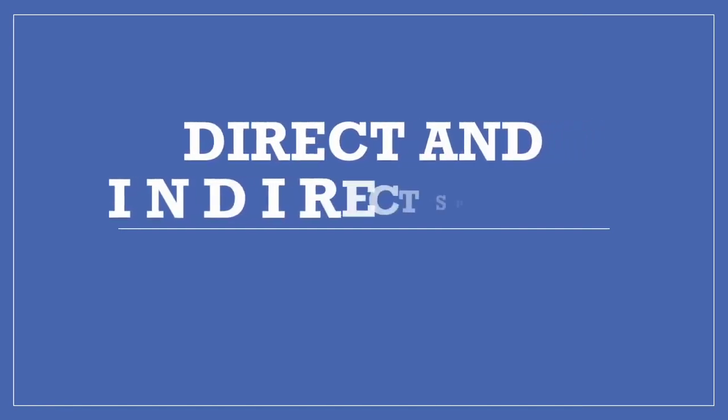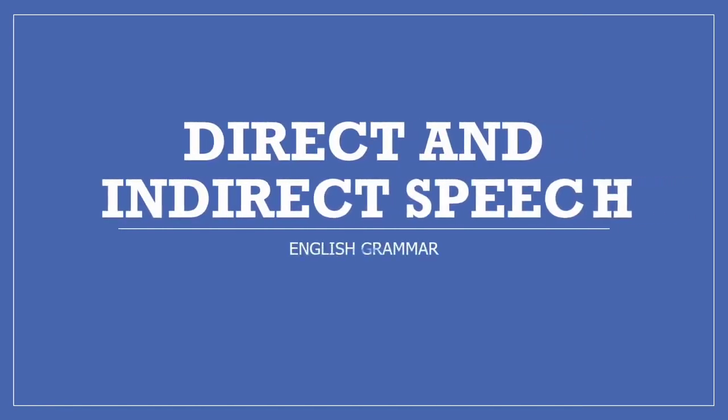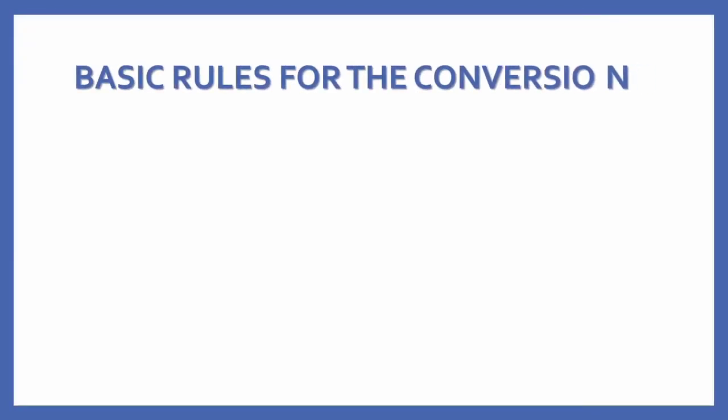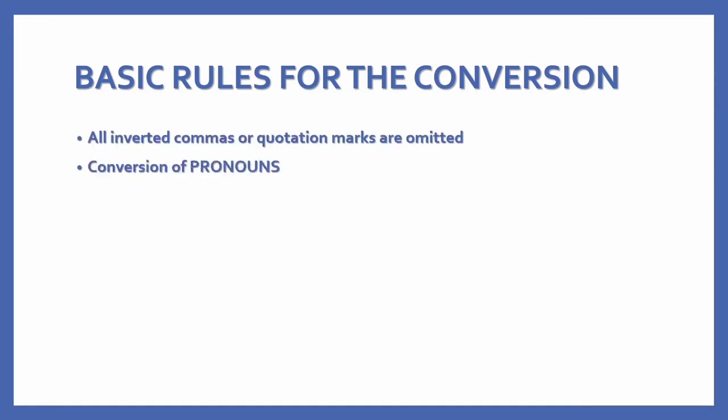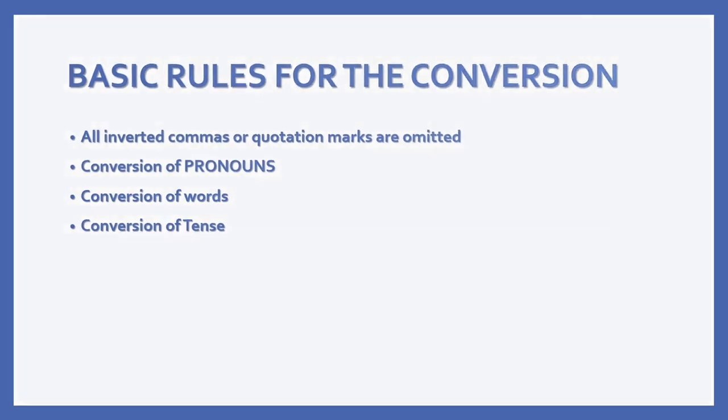This video is part 2 of the conversion of direct speech into indirect speech. In the last video, we converted assertive sentences, and in this one, we will see how exclamatory, optative, and interrogative sentences are converted. Before proceeding, you must recall the basic rule for the conversion. That is, all inverted commas or quotation marks are omitted, pronouns are converted, some words are converted, and the tenses are converted if your reporting speech is in past tense.